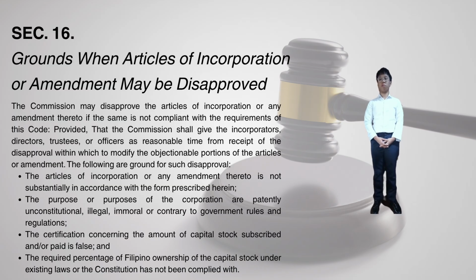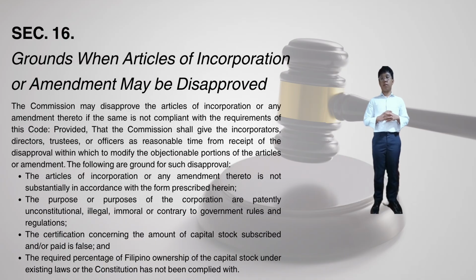Section 16. Grounds when articles of incorporation or amendments may be disapproved. The Commission may disapprove the articles of incorporation or any amendment thereto if the same is not compliant with the requirements of the code, provided that the Commission shall give the incorporators, directors, trustees, or officers a reasonable time from receipt of the notice within which to modify the objectionable portions of the articles or amendment. The following are grounds for such disapproval.